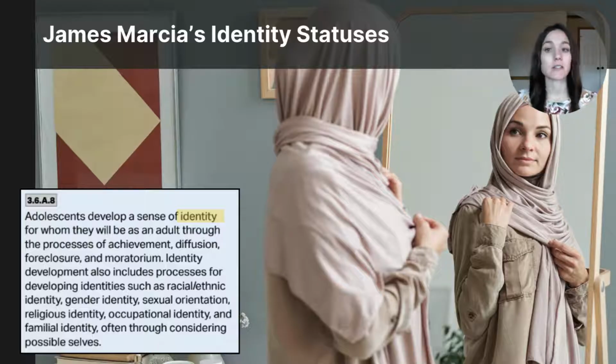So, James Marcia's work on identity development builds on Erikson's theory. Particularly, he focuses on adolescent development and the development of identities. And Erikson proposed that adolescence is a critical period for forming identity, but Marcia felt that there was more detail needed in understanding how individuals develop their identity and how it's formed and how they commit to an identity. And he started his research in the 1960s, developing his identity status theory to explore how adolescents experience identity development.